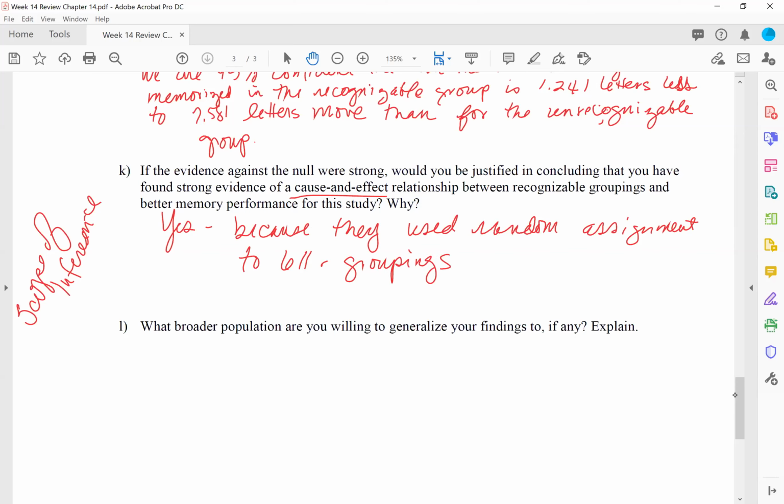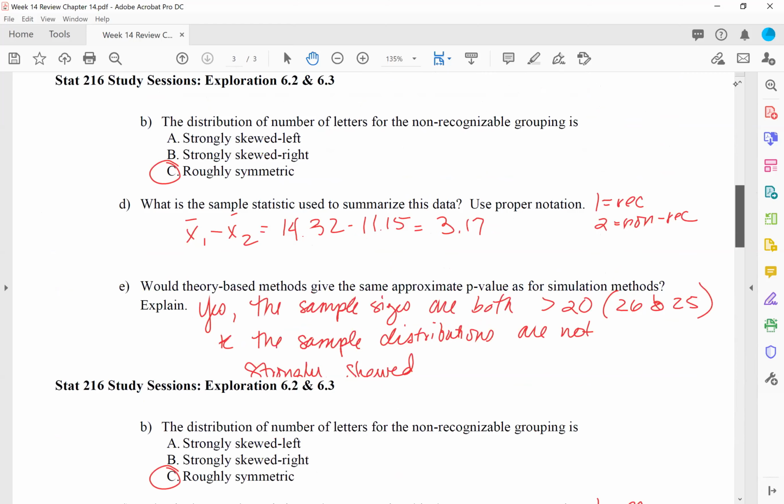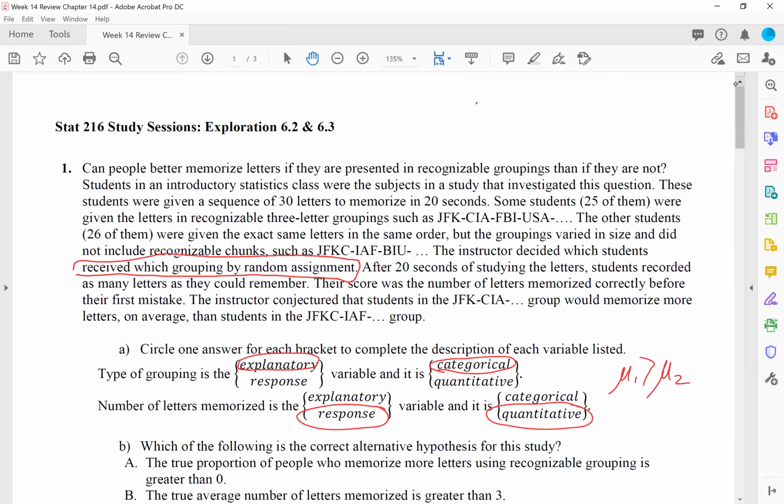To letter groupings. Can we generalize to a larger population? I guess it would just depend on whether or not it was representative. Right, which it wasn't. It just says students in an introductory stats class. It doesn't say that they used random selection at all. They were probably just volunteers.